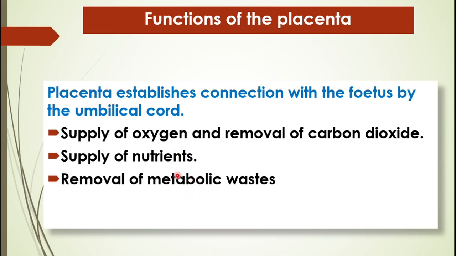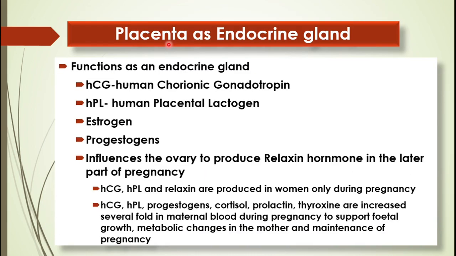So these are three important functions of the placenta, and the placenta also behaves as an endocrine gland. The placenta functions as a very important endocrine gland. Now let us see what are the functions of the placenta. The first function is it produces HCG, or the human chorionic gonadotropin, that is a hormone produced by the placenta. HPL.